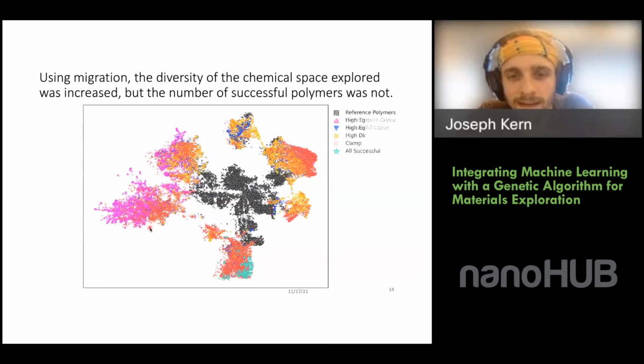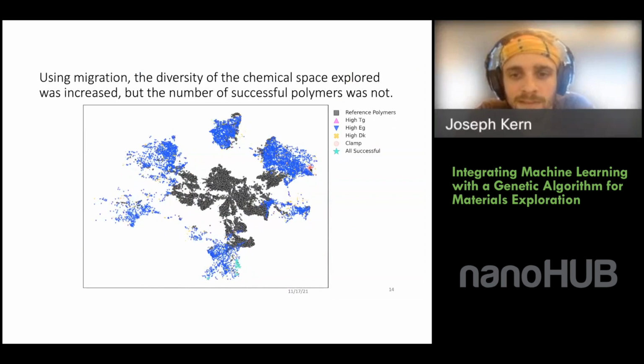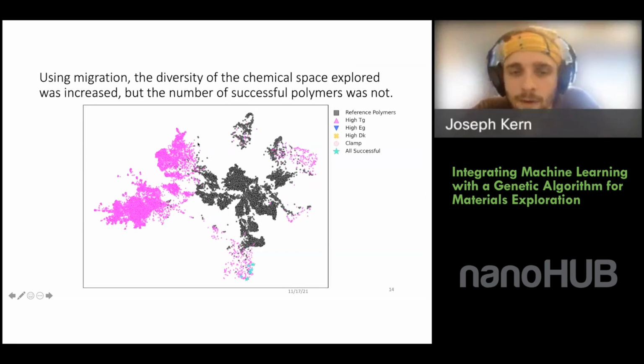And that's because of these islands, right? We have some regions that are high dielectric constant. We have other regions that are high band gap regions. And then we have some that are high glass transition temperature regions. So these are the regions of the chemical space that are most likely to achieve these targets. That's what PolyGA is basically trying to do.